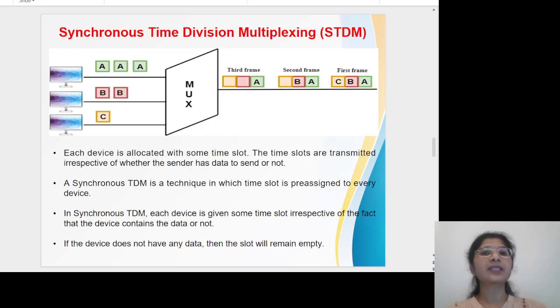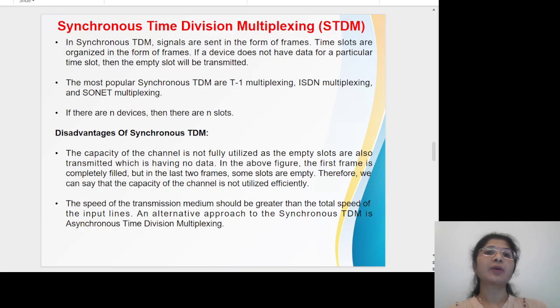This is synchronous time division multiplexing. Each device is allocated the same time slot. These time slots are transmitted irrespective of whether the sender has data to send or not. Synchronous TDM is a technique in which each time slot is pre-assigned to every device. Each device is given a time slot irrespective of whether the device contains data or not. If the device does not have any data, then the slot will remain empty.